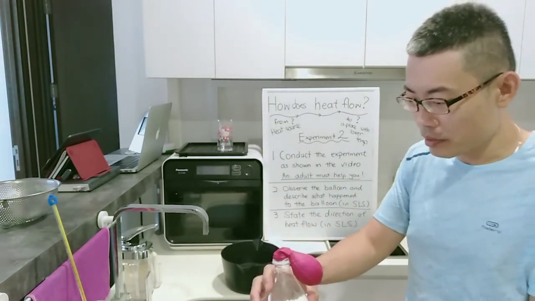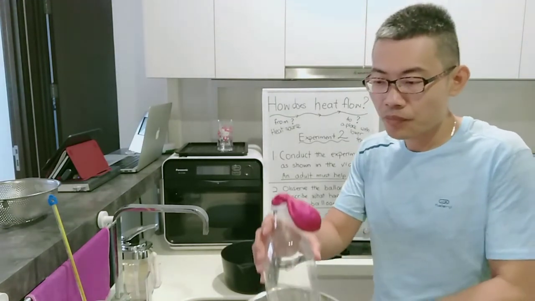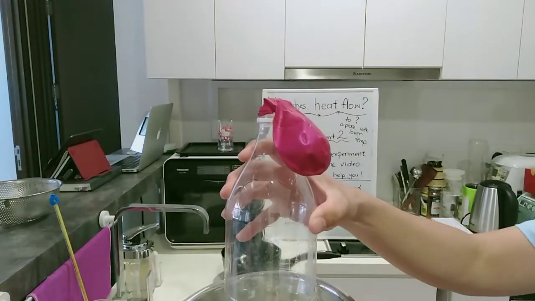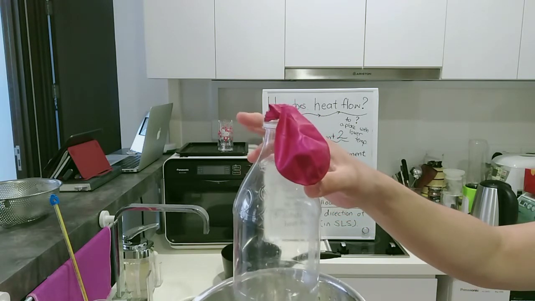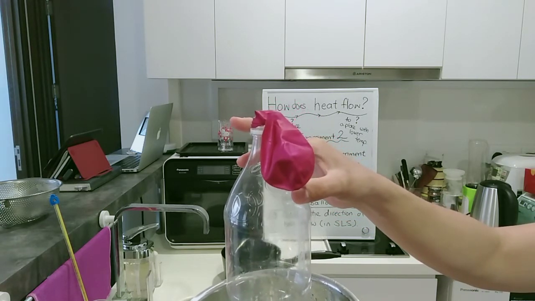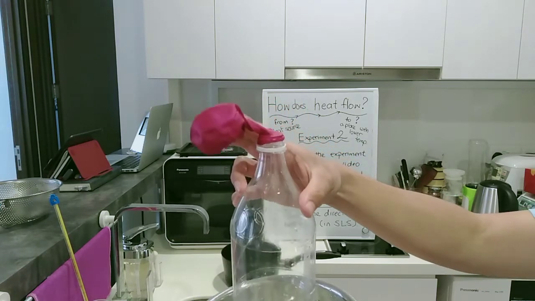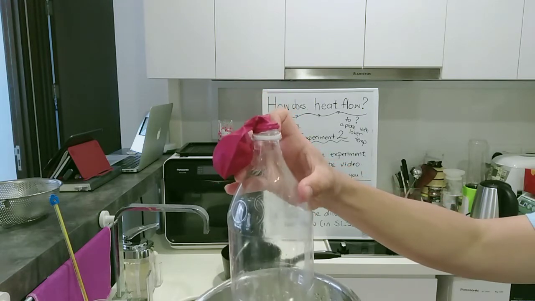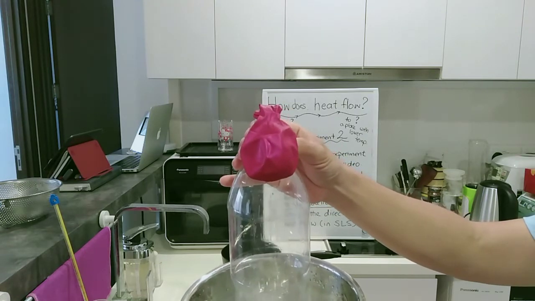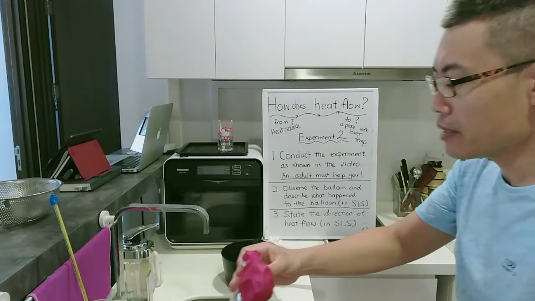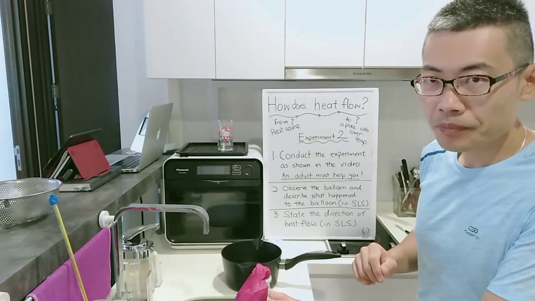Whoa, what happened to the balloon? It fell, but look at the shape and the size of the balloon. Try to observe what happened to the balloon. Now, I'm not squeezing the bottle or anything, I'm just holding on to it. What's happened to it? Come on, stand up. Apparently, the balloon can no longer stand up. Why? Why has this happened? Okay? So, go to SLS, observe what happened to the balloon, and state the direction of heat flow.